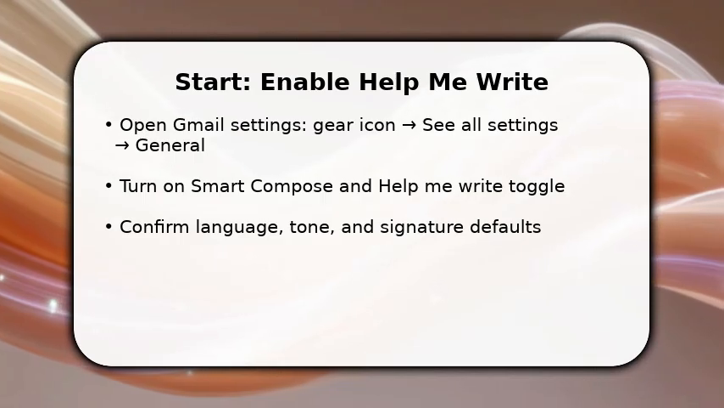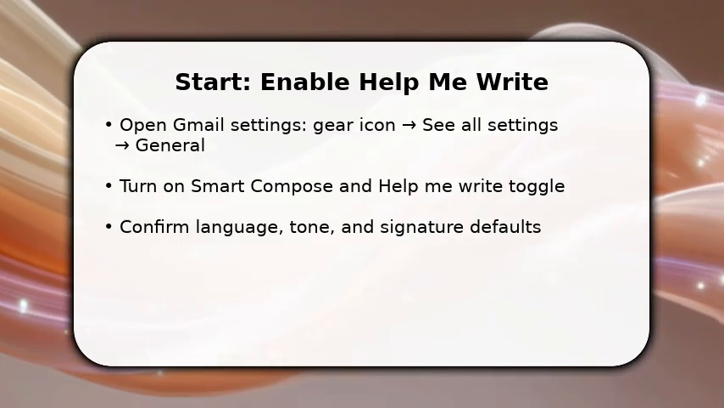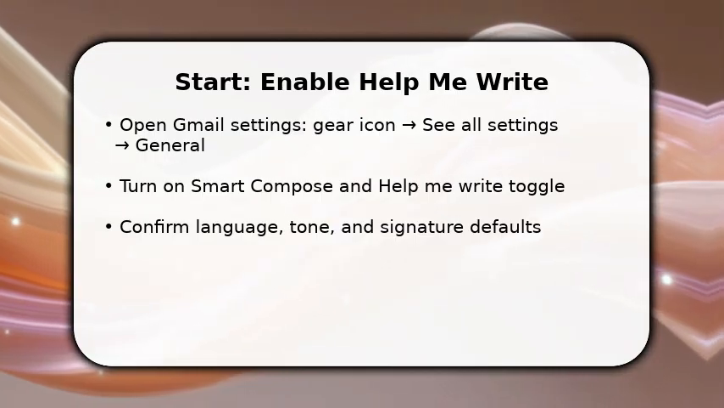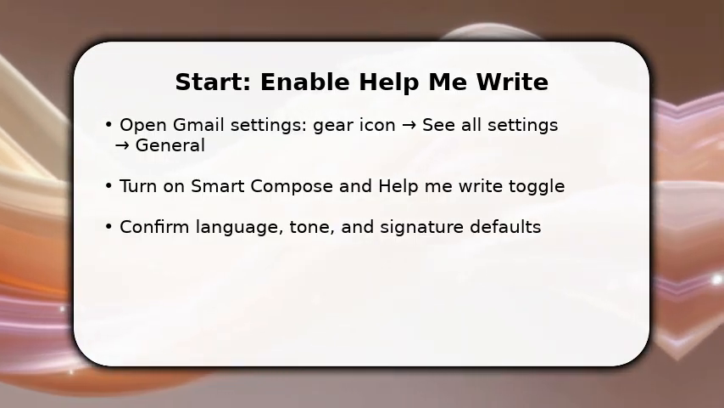You'll begin by enabling features and setting intent. Open Gmail settings and enable Smart Compose and Help Me Write. This lets Gmail suggest full drafts.